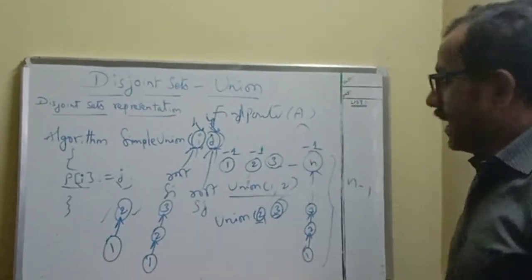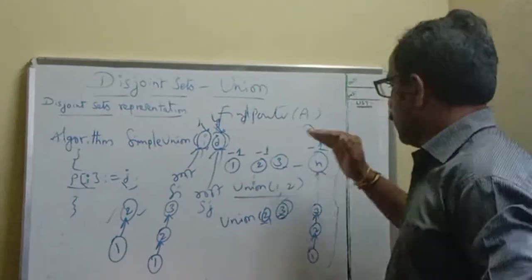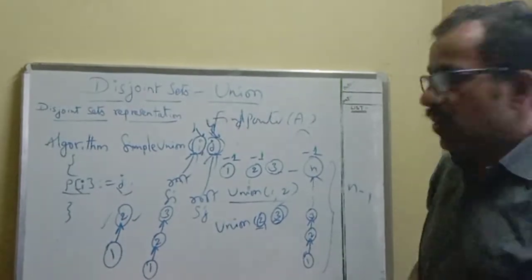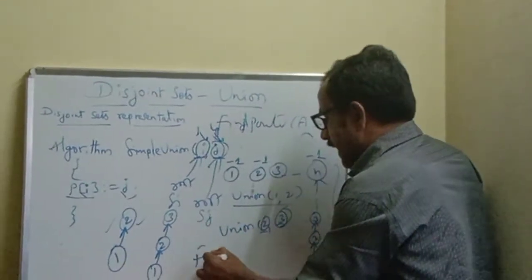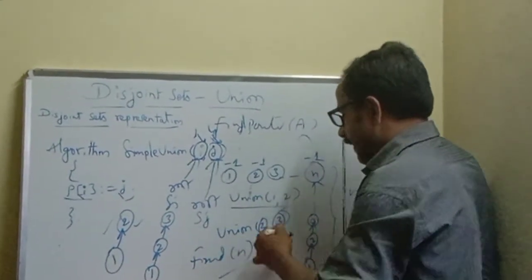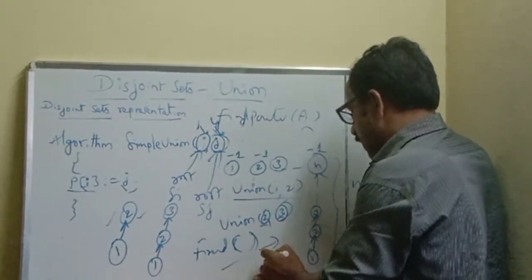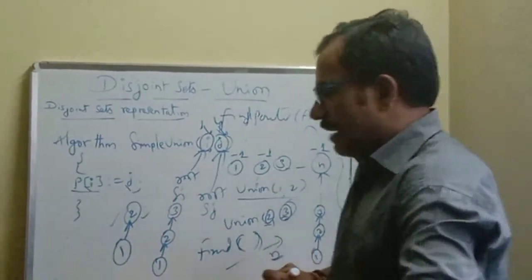Then how many levels are there? n levels are there. How many unions are required? n-1 unions are required. Then find is always the problem. Okay? So finding n elements, find of n, find of all the elements. If you apply the find operation for finding all n elements, then how much time is required?